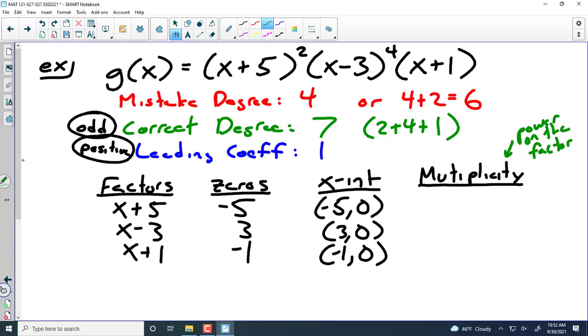So what was the power on x plus 5? You have a 2 on x plus 5. Yeah, you got to look back into the equation, sorry. What is the power on x minus 3? 4. 4? What is the power on x plus 1? 1. And of course, if you add these all up, you should get 7, which is, once again, your degree.